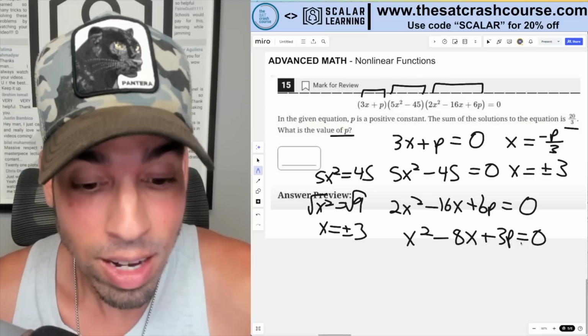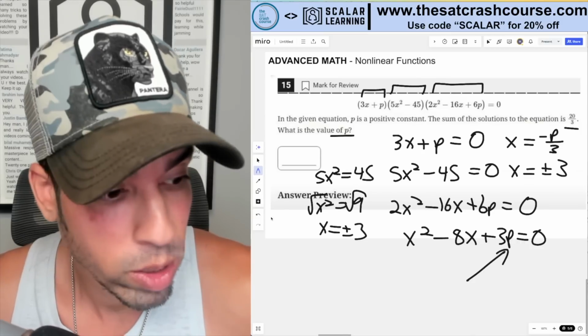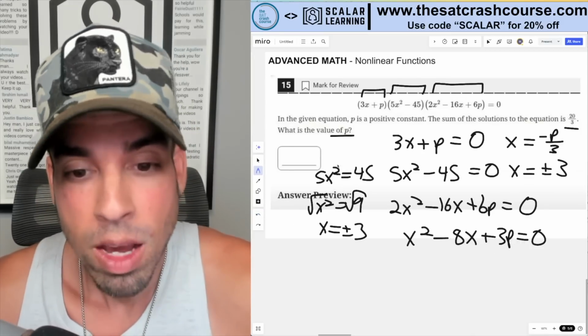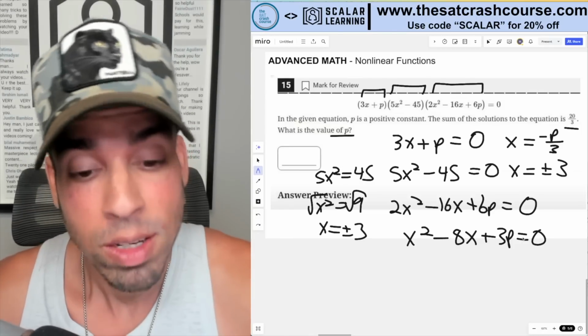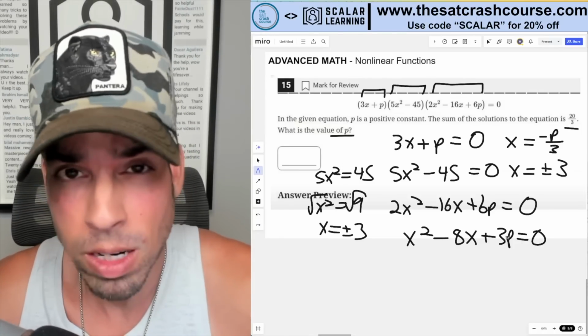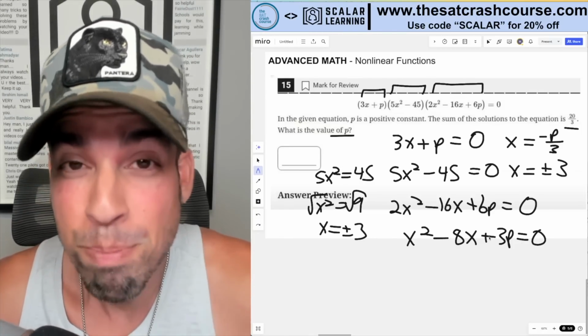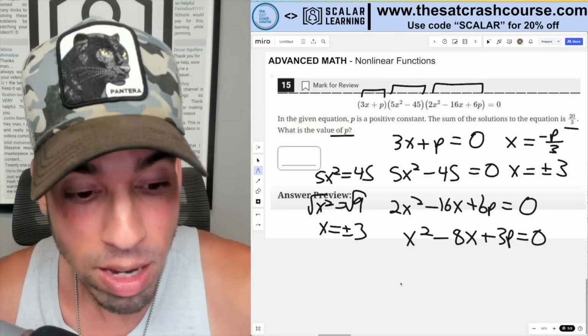Now the question is, how the heck do we factor this? Because we have this weird constant. How do we find the solution? Again, we can go back to DESMOS, maybe set p equal to something and try to figure it out that way, but that's going to be a nightmare. But there's a little shortcut that we can leverage here, okay?